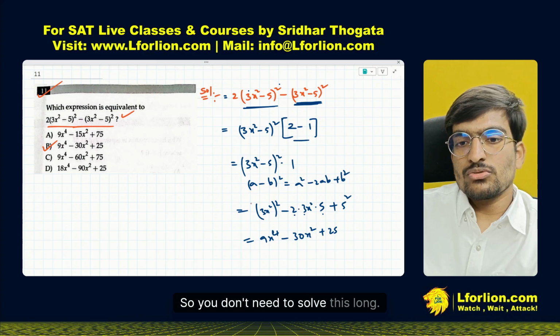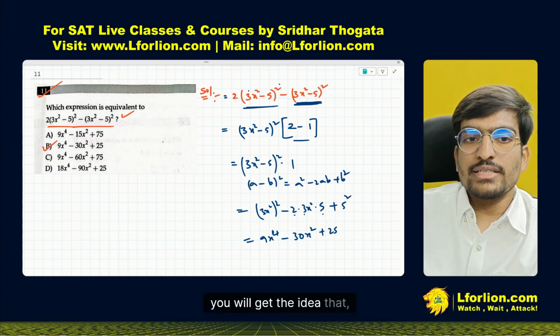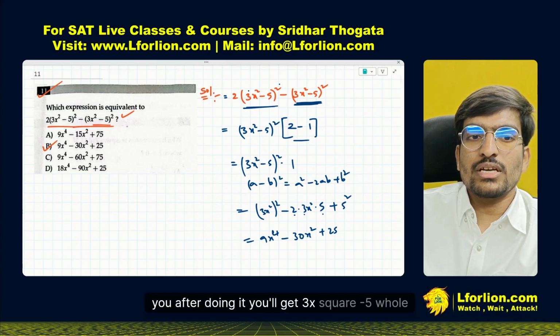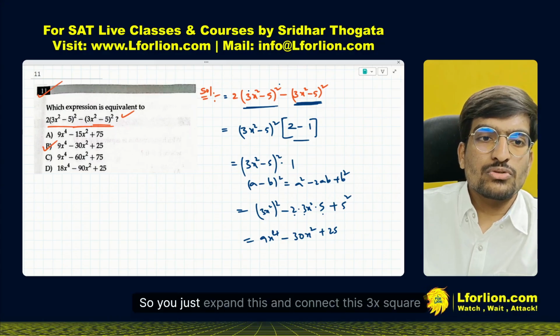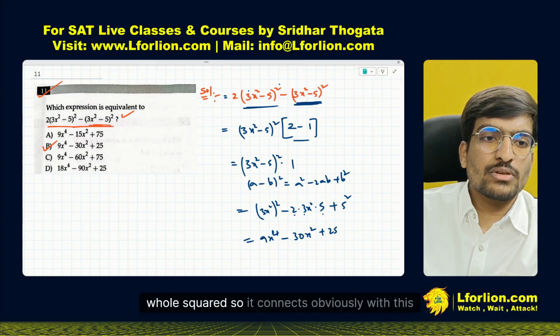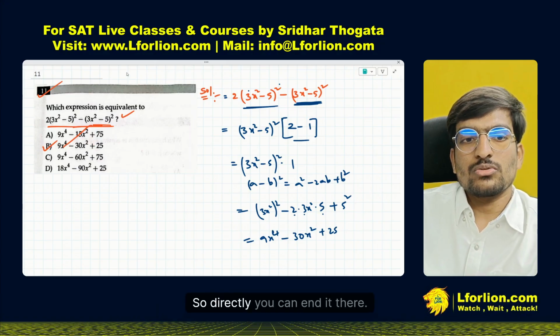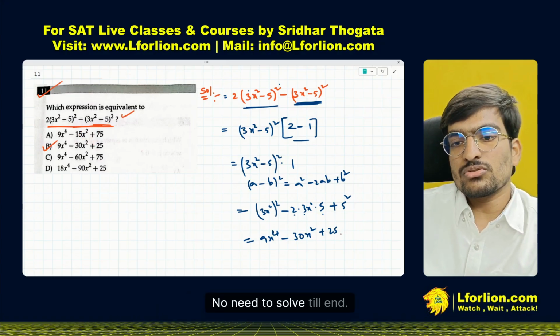So you don't need to solve this long. You will get the idea that okay, after doing it you'll get 3x square minus 5 whole square. So you just expand this and connect this 3x square whole square. So it connects obviously with this 30x square. There is only one 30x square. So directly you can end it there. No need to solve till the end.